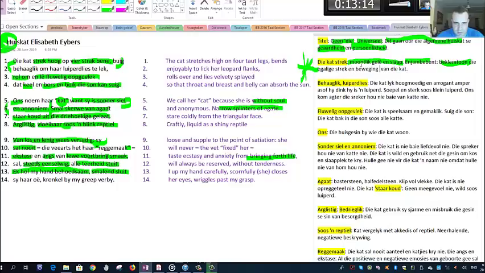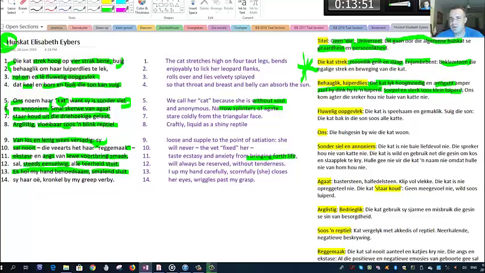Okay. Behaaglik. This cat's very happy within itself, as long as you don't try to touch it or pet it or something. Almost die kat lyk hoogmoedig. The cat looks a bit arrogant, a bit snobby almost. Almost like it thinks it's like a leopard, but I think most cats think they're like giant leopards. Supple and sterk, she's a klein leopard. She's supple and she's strong like a small leopard.